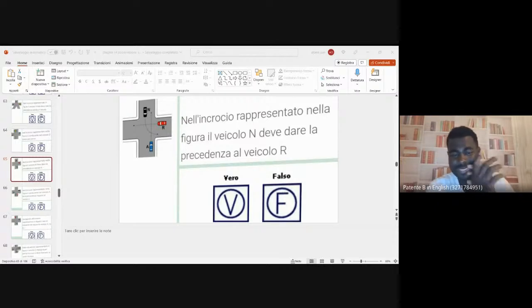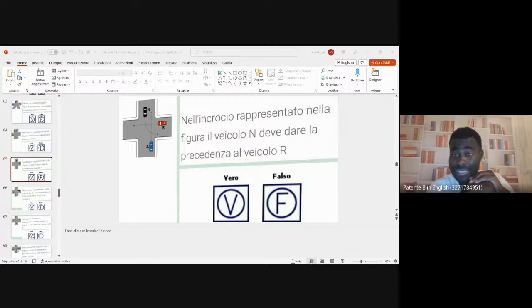Guys, I think we have repeated the same errors as yesterday. Yesterday, I told you that, guys, the answer to this question is false. The question says that N must give right of way to R. And guys, it's not true. N must not give right of way to R, because if N should give right of way to R, then no vehicle is going to move. And the fact that N moves and stops in the center doesn't mean that N is giving right of way.